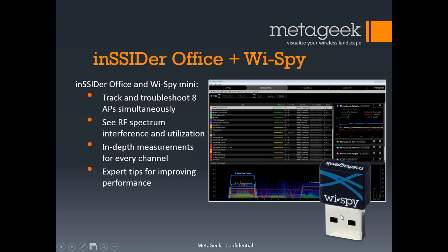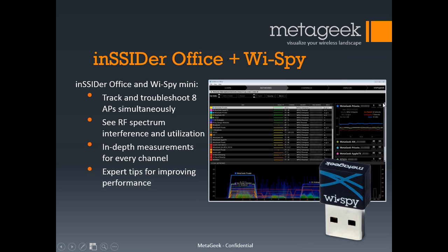If you pair it with a spectrum analyzer, you can buy a nice bundled product from MetaGeek that has the Insider Office plus Wi-Fi Mini together. A good solid price on that for the introduction of being able to see what the networks are and what the spectrum is. You won't be able to isolate a specific interferer, but you're going to be able to see the saturation and utilization of that spectrum, which is going to give you a lot better opportunity.